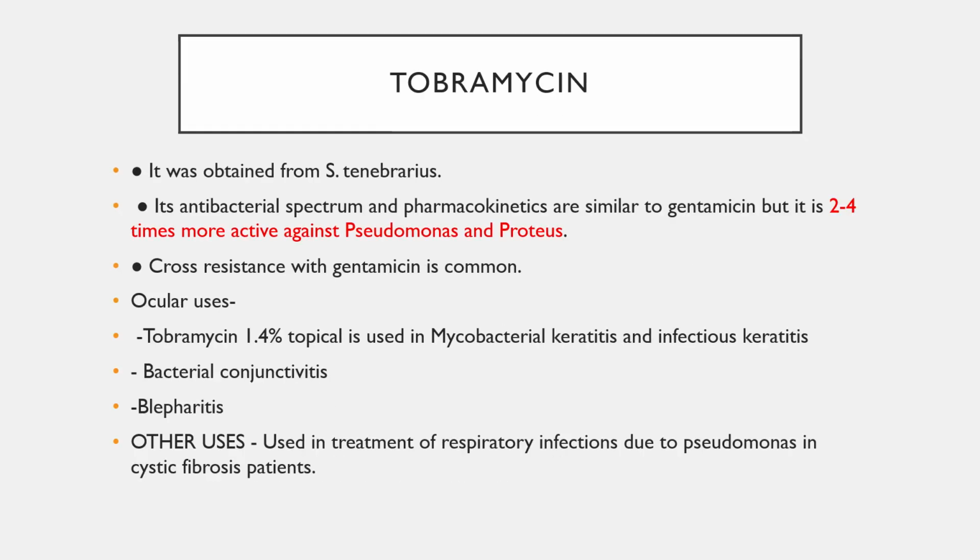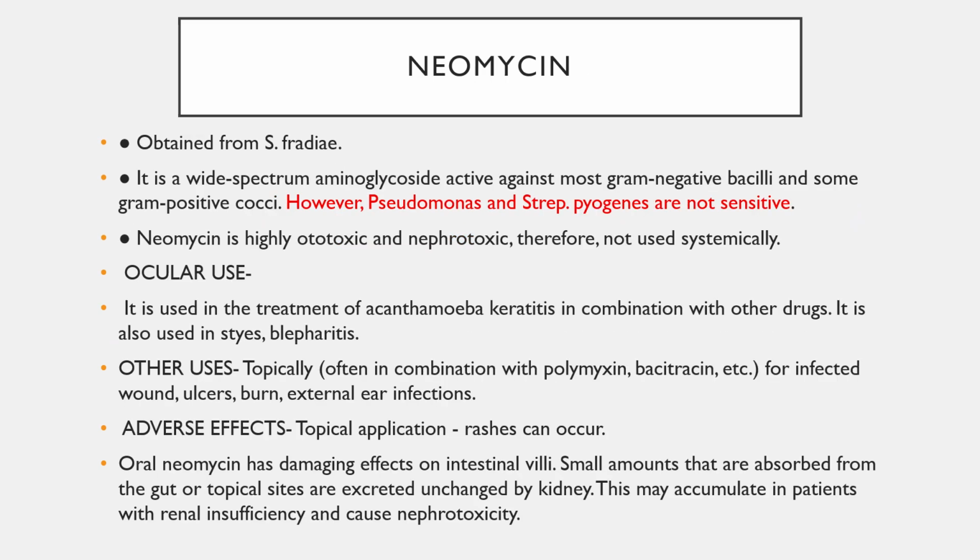Tobramycin: its antibacterial spectrum and pharmacokinetics are similar to gentamicin, but it is 2 to 4 times more active against Pseudomonas and Proteus. Cross-resistance with gentamicin is common. Ocular uses: tobramycin 1.4% topical is used in mycobacterial keratitis and infectious keratitis, bacterial conjunctivitis, blepharitis. Other uses: it is used in the treatment of respiratory infection due to Pseudomonas in cystic fibrosis patients.